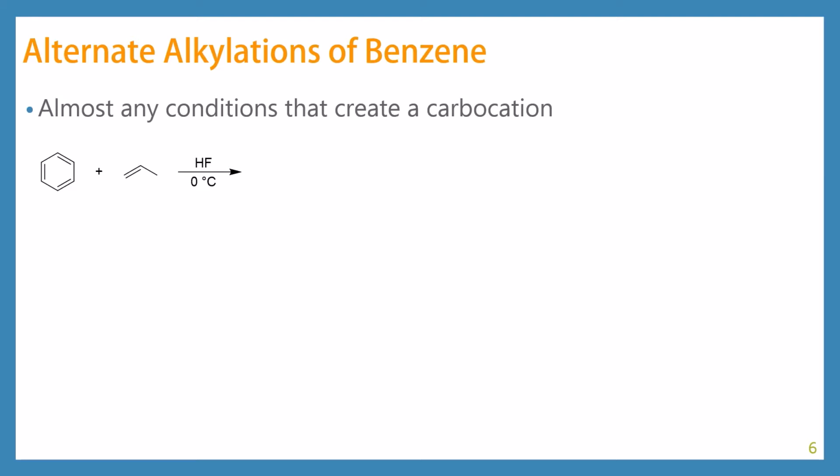So if we pick up what we learned back when we did addition reactions to alkenes, you might remember that you can protonate an alkene. And due to the Markovnikov rule, you're going to put the hydrogen on the least substituted and put the carbocation on the most substituted. And that gives you an electrophile to attack. So our product would be this.